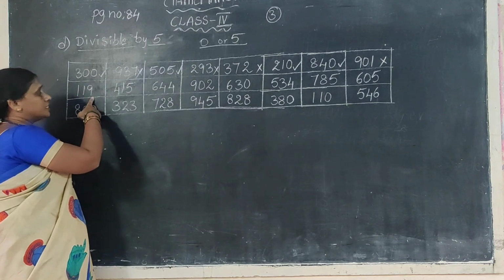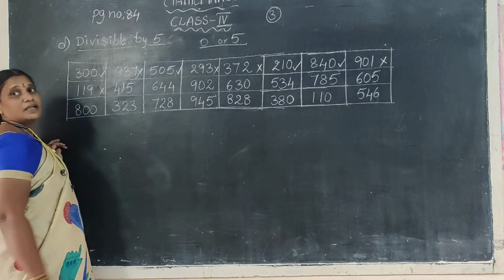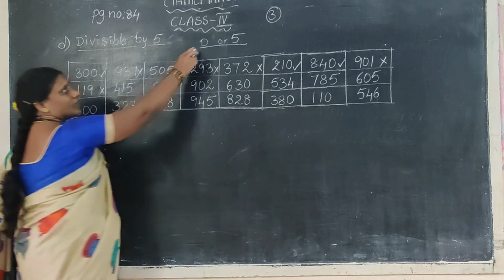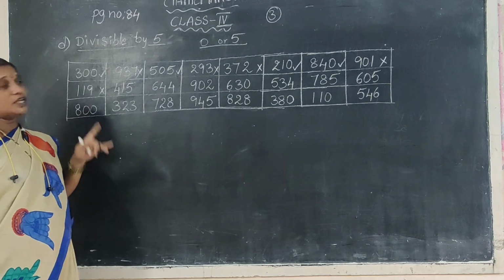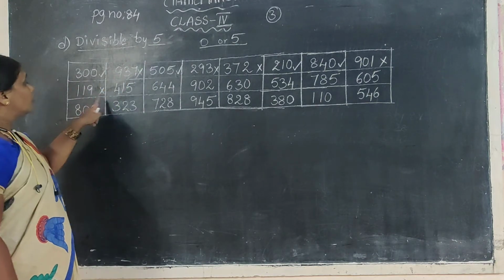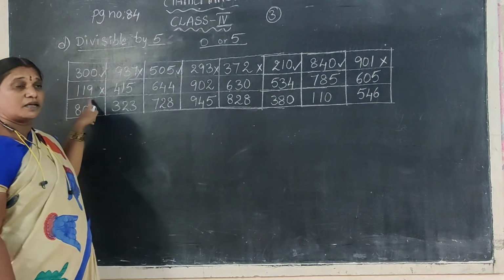Next, 119, last digit 9, so it is not divisible by 5. Why? If the last digit is 0 or 5, it is divisible by 5. If the last digit is 0 or 5 then it is divisible by 5. Here there is a 9, so it is not divisible by 5.